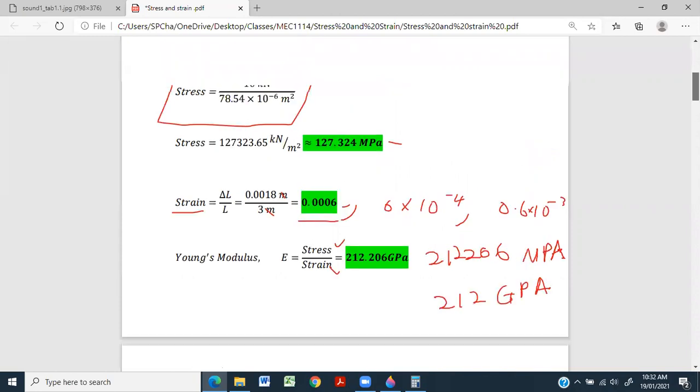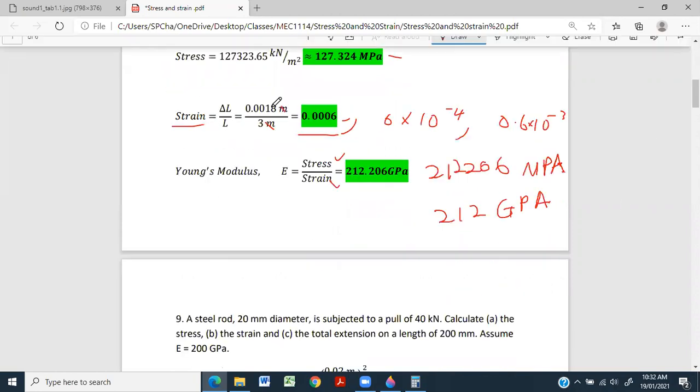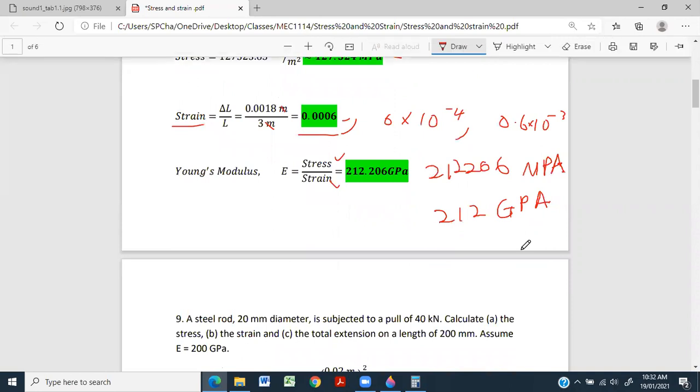Any questions? I know the numbers are large, and some of the numbers like strain are small, but any questions overall?